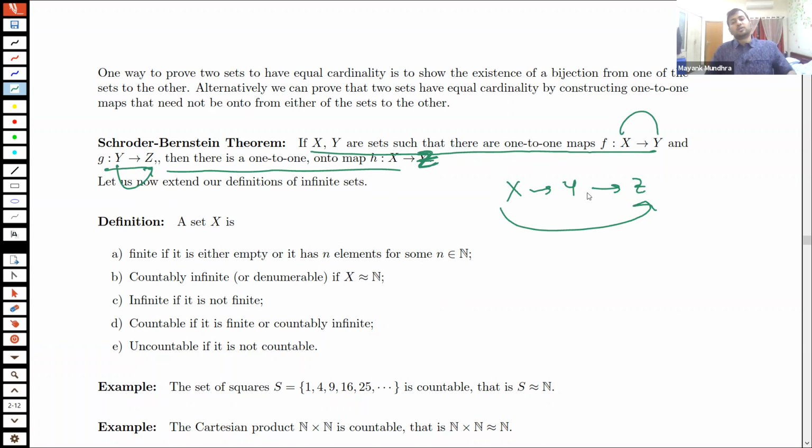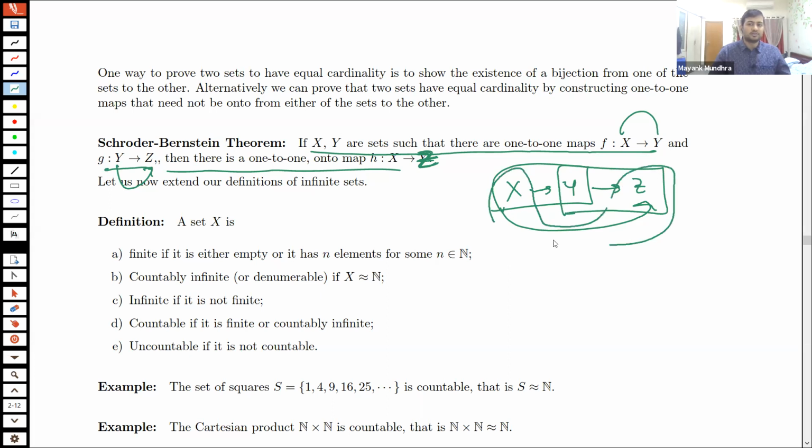Okay. So this is the Schroder-Bernstein theorem, which basically says that if you have equated the sizes of these two sets as equal and equated the sizes of these two sets as equal, then the sizes of these two sets are also equal. That is the Schroder-Bernstein.